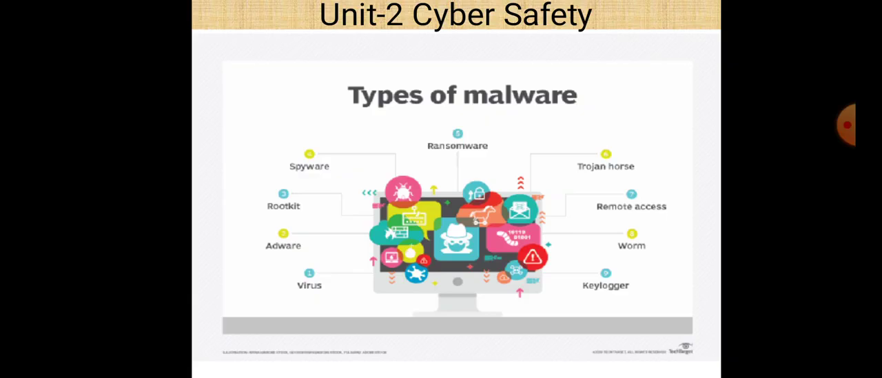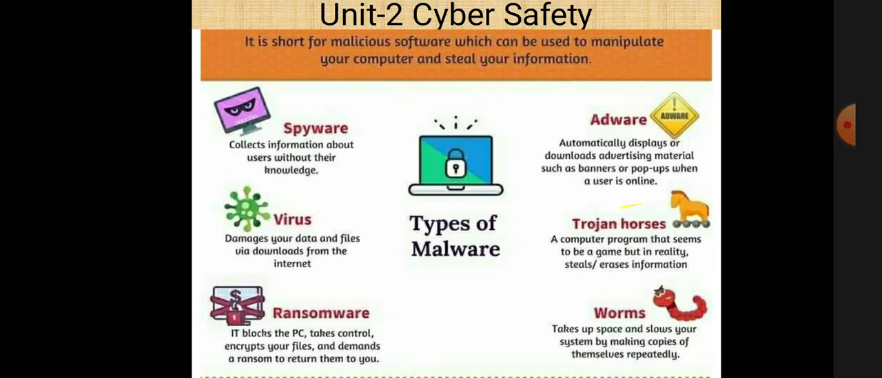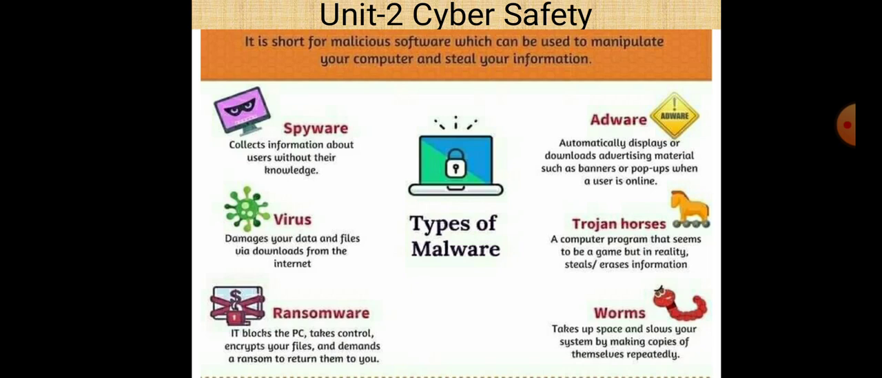So on that basis, different malwares are classified. The important malwares are worms, Trojan horse, adwares, spywares. Ransomware is another important malware. So these are the different types of malwares. There is a brief description of all the main types of malwares here. You can easily see that.